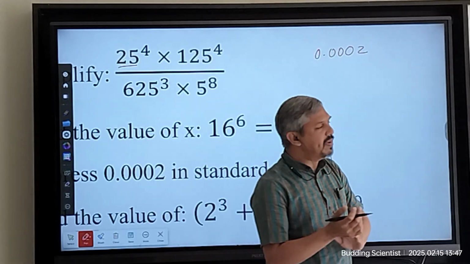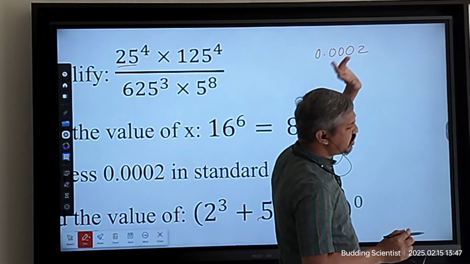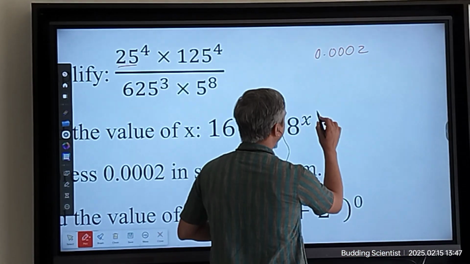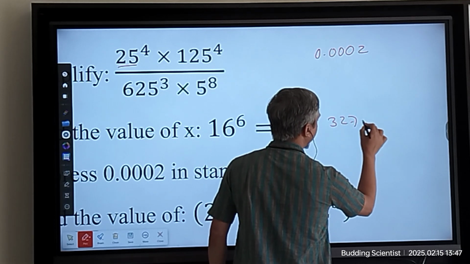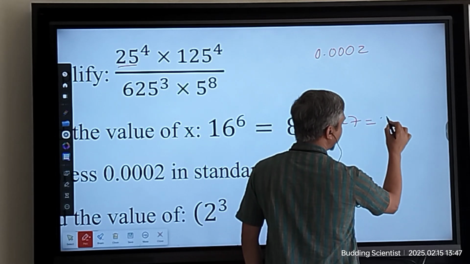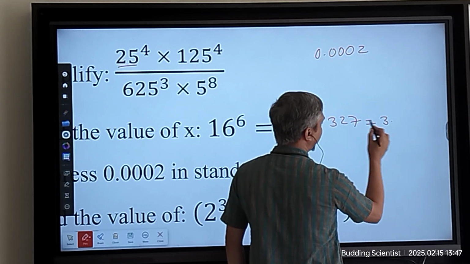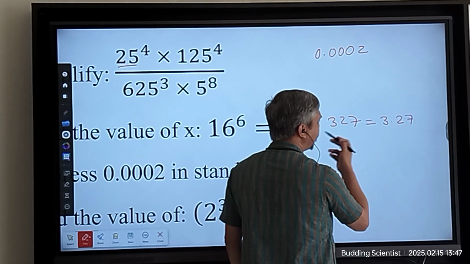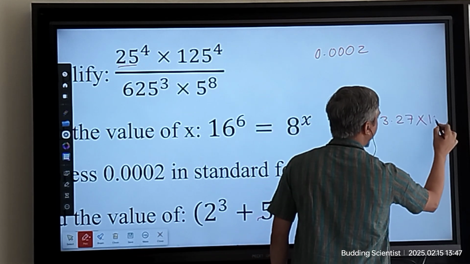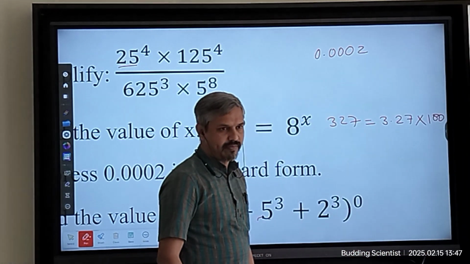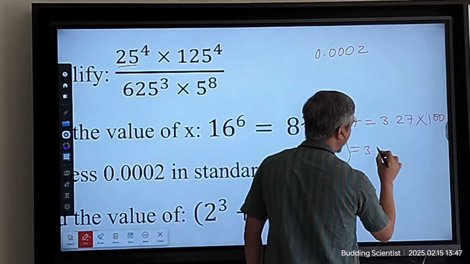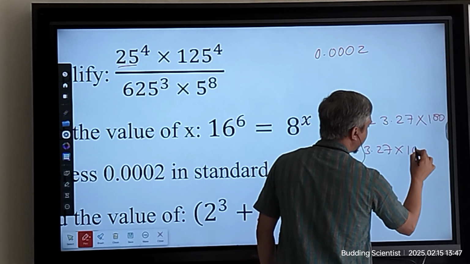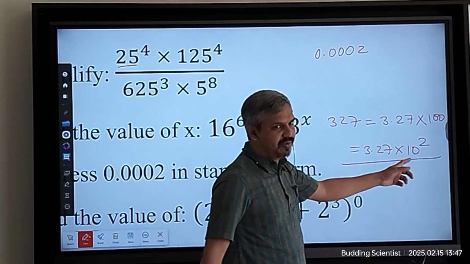What is the standard form? First, write the first non-zero digit. For example, 327 is equal to: the first non-zero digit is 3, then a decimal point after that, then 27 continues. 3.27. But these two values are not equal, so I'll write into 100. And we convert this as 3.27 into 10 raised to 2. This is called a standard form.